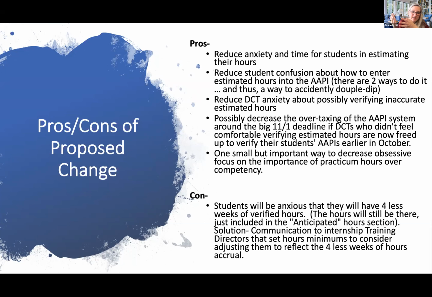The biggest con I can think of is students are going to be anxious that they have 4 less weeks of verified hours. The hours will still be there. They'll just move them to those anticipated hours section. And so this is one of the reasons, especially with COVID and people's hours have already been impacted, we're not going to roll it out for this cycle. Let's give people a year and a half here to get used to the fact that they're going to have 4 less weeks of hours accrual.